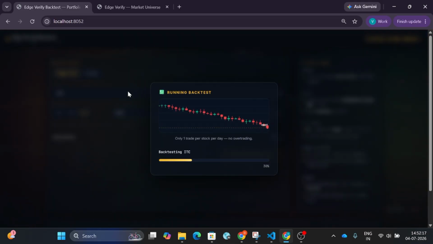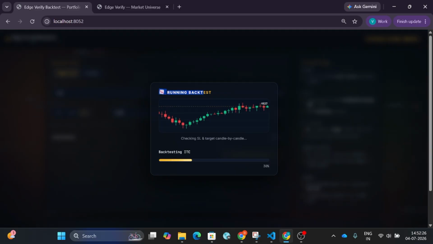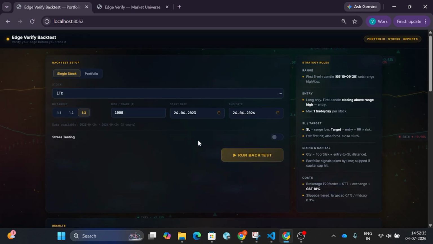It is loading, and here I have added a loader, where you can see that the loader is showing a chart, and some images are popping up. Now it is doing the backtesting. Okay, so the backtest is done for the ITC stock.